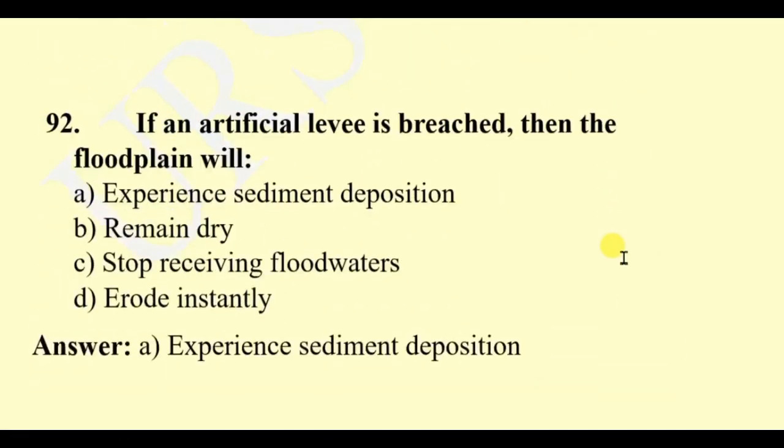If an artificial levee is breached, then the floodplain will experience sediment deposition, remain dry, stop receiving floodwaters, or erode instantly. Of course, it will experience sediment deposition.